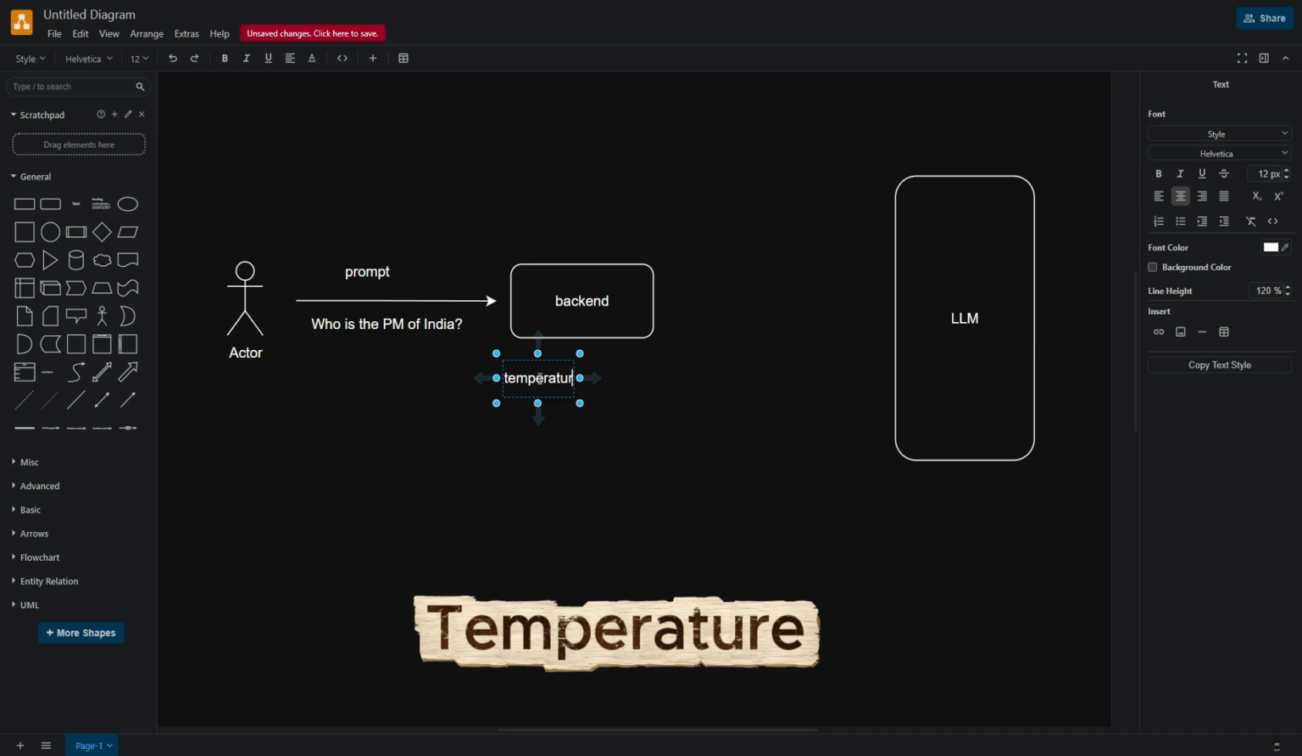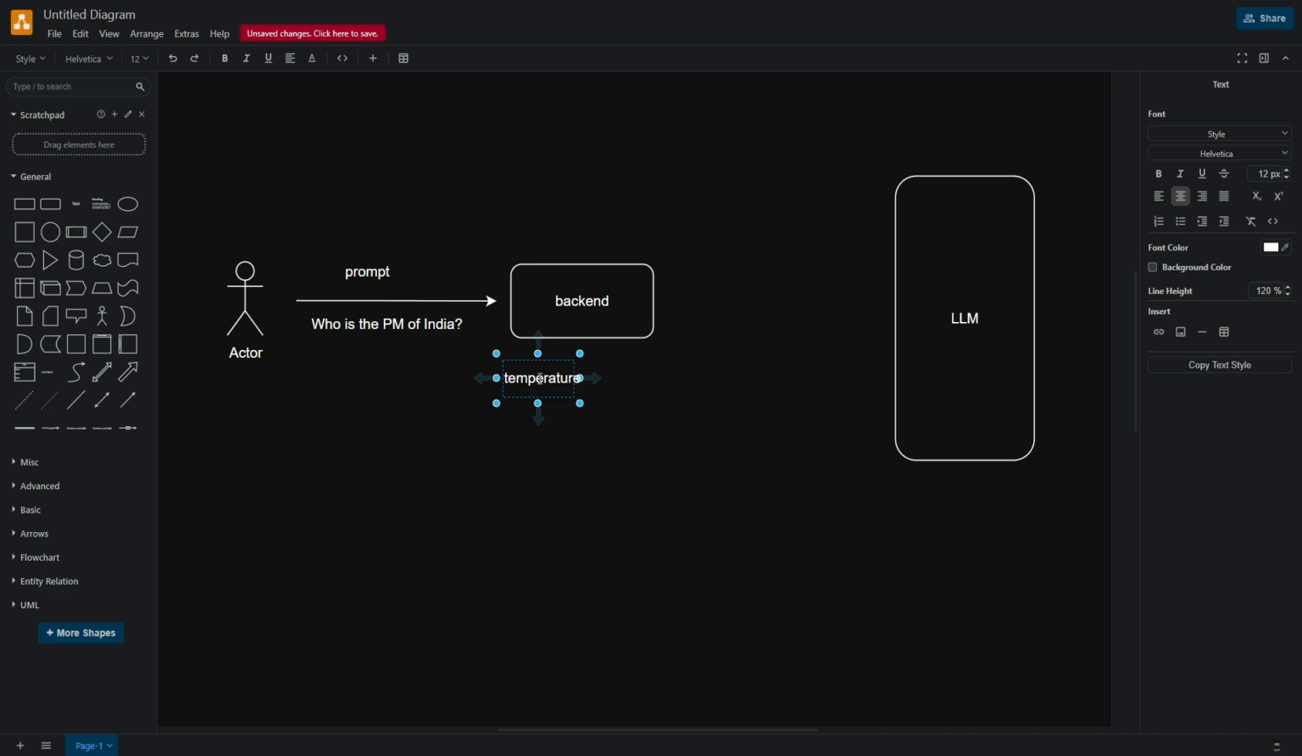temperature. Temperature, friends, is nothing complicated. Based on the temperature value, the LLM will decide the answer. For example, if you ask who is the PM of India, it's a definite answer, right? It's Narendra Modi. If you ask ten times, it will give you the same answer. But say you ask some different question, let's say, tell me about your country, India. Different people will have different answers. So that is the temperature. If the answer is constant, that means the temperature is very low. If the answer varies from person to person, or LLM to LLM, or question to question, that is the temperature. The higher the temperature, the more randomness in the answer.